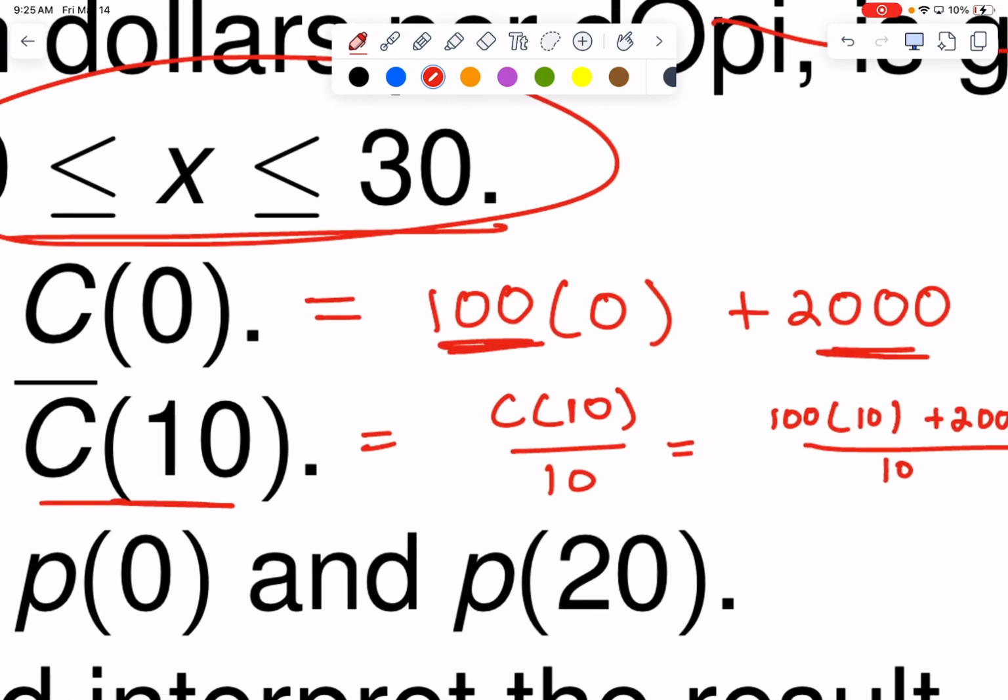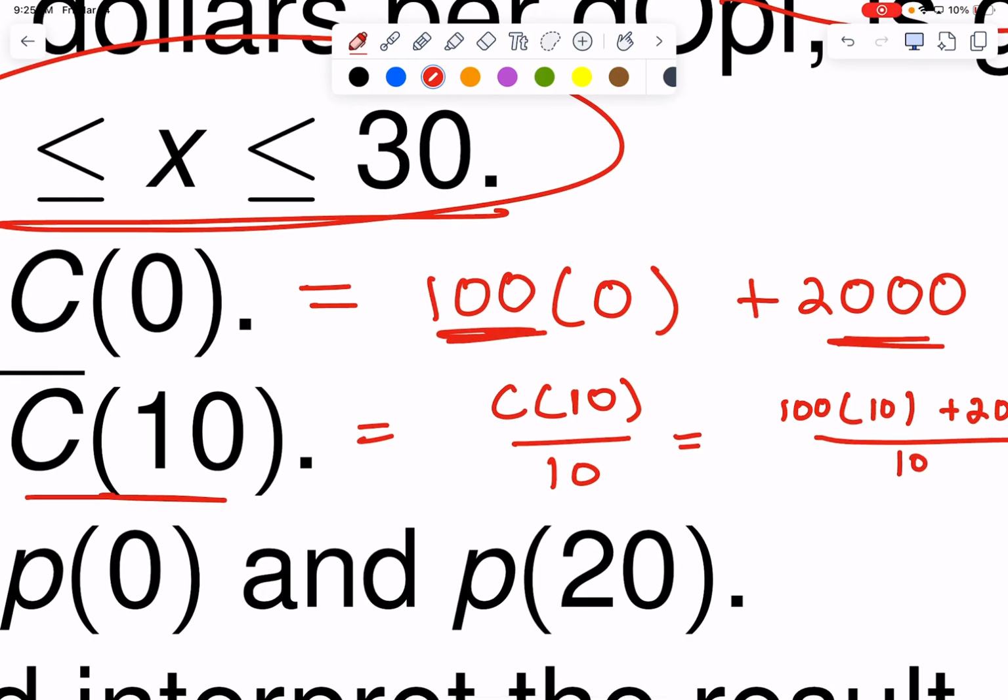And sometimes people have a hard time with what the units are. Well, here we go. C of 10, watch this. This right here is the cost in dollars. So the top is dollars. And then this is the number of items. So this is the number of dopies. So it's dollars per dopey. So we figured out it's $300 a dopey. So you're probably going to want to mark this up pretty good.